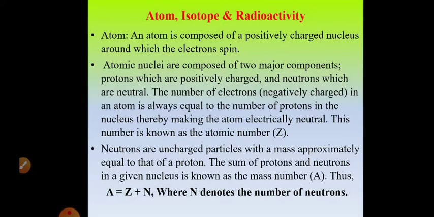Neutrons are uncharged particles with a mass approximately equal to that of a proton. The sum of protons and neutrons in a nucleus is known as mass number, represented by the letter A. So what is A? A is equal to Z, that is atomic number, plus N. N denotes the number of neutrons and Z denotes the number of electrons or protons. So mass number A is equal to atomic number Z plus N, that is, number of neutrons.